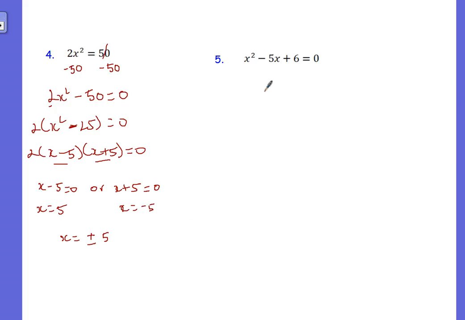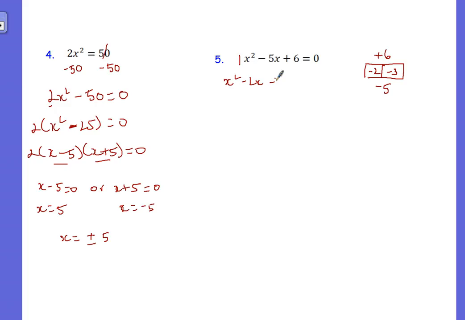Number 5 over here, it's a trinomial that equals 0. We have to factorise it, and you have to remember all of your different factorising techniques. The trinomial means we have to get factors of plus 6 that add to minus 5. Remember with a 1 here, 1 times 6 is 6. I have to add to minus 5. So I'm going to get minus 2 and minus 3.